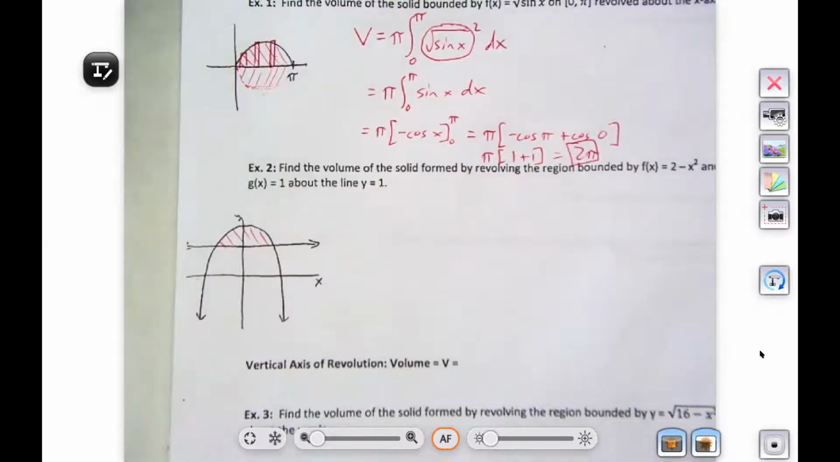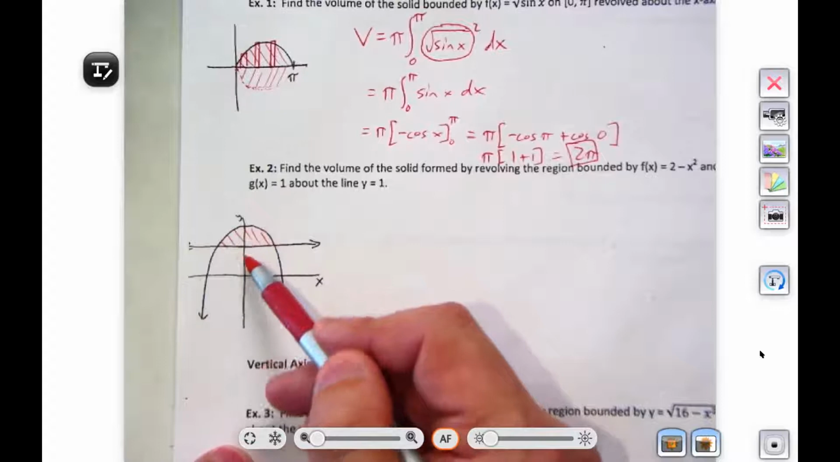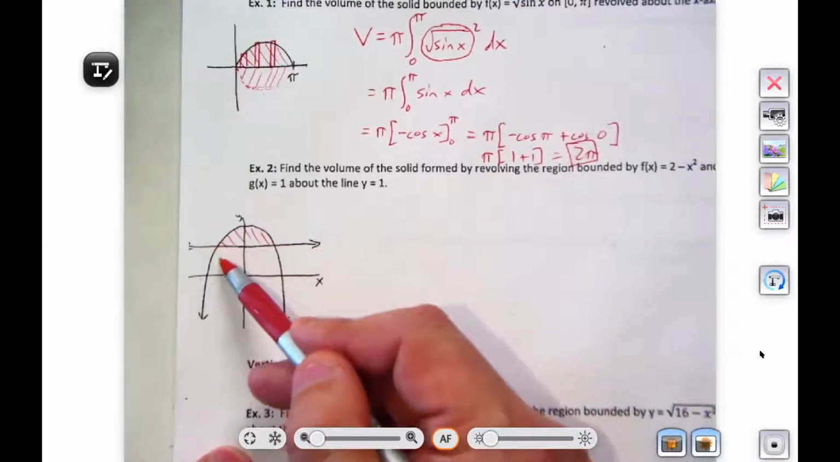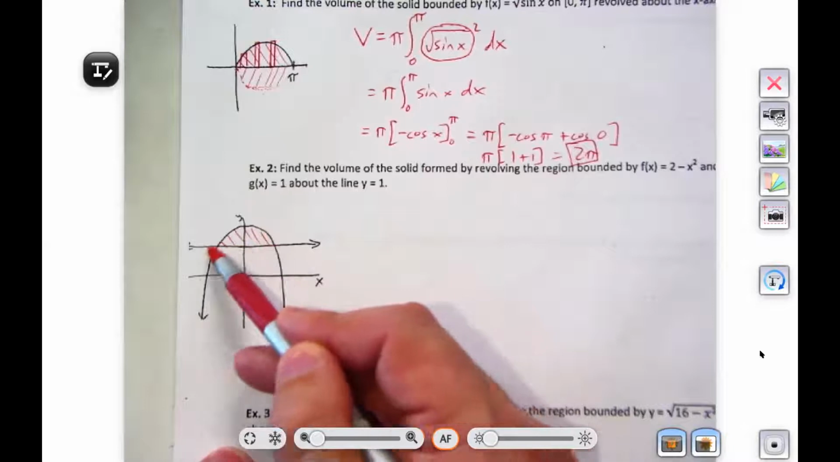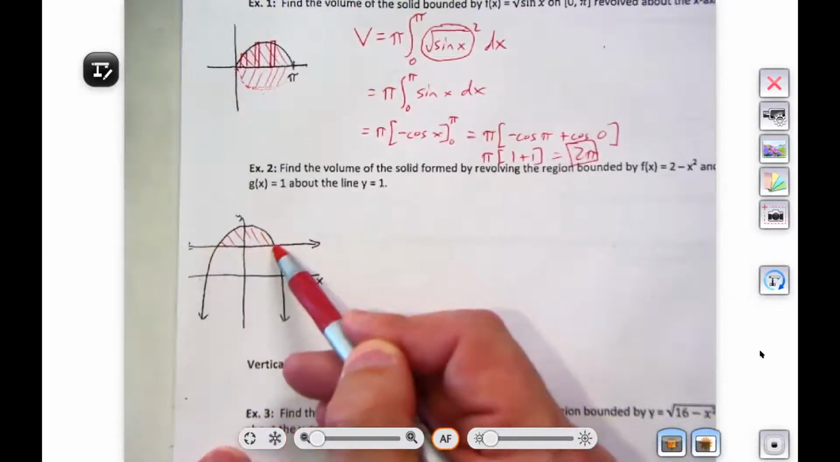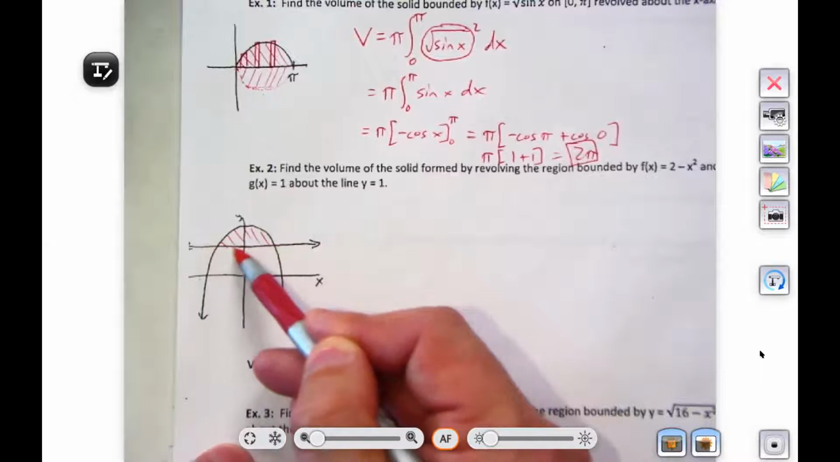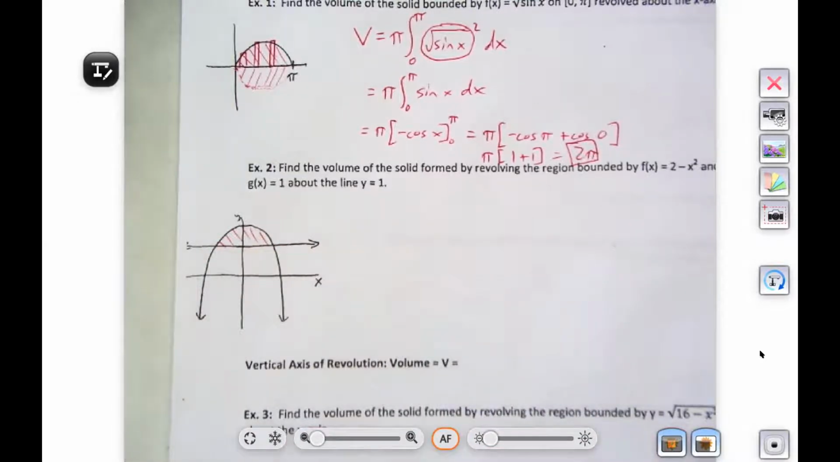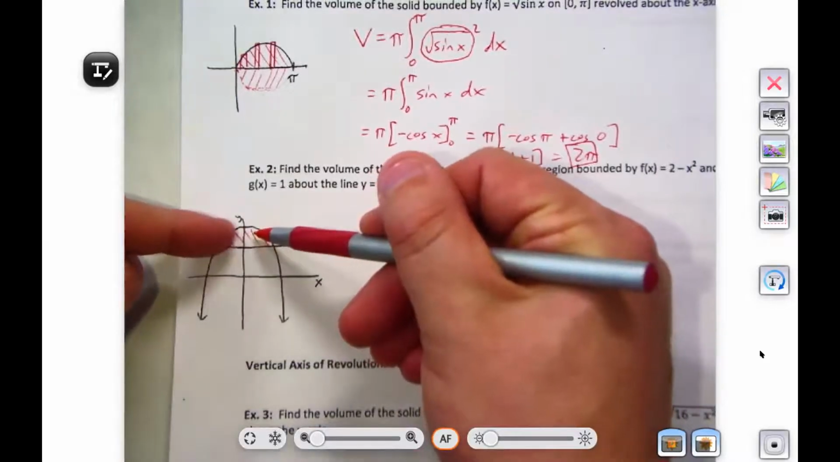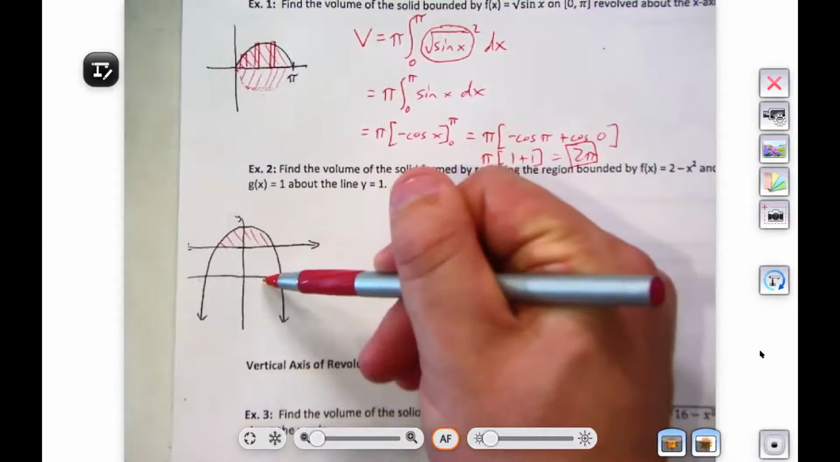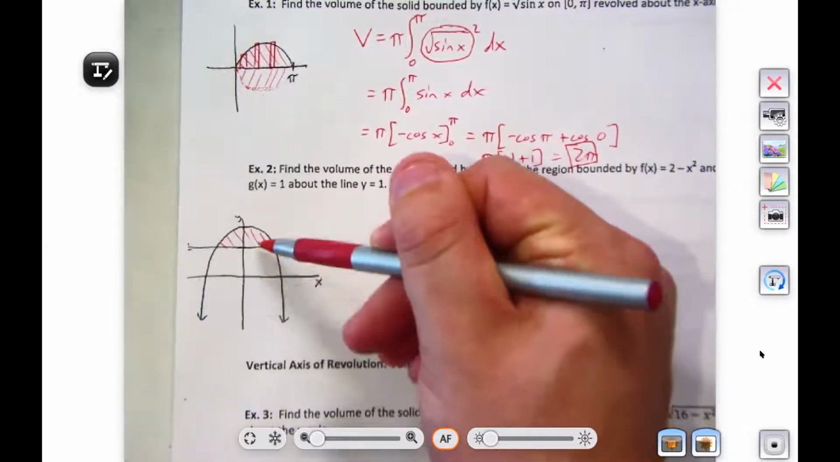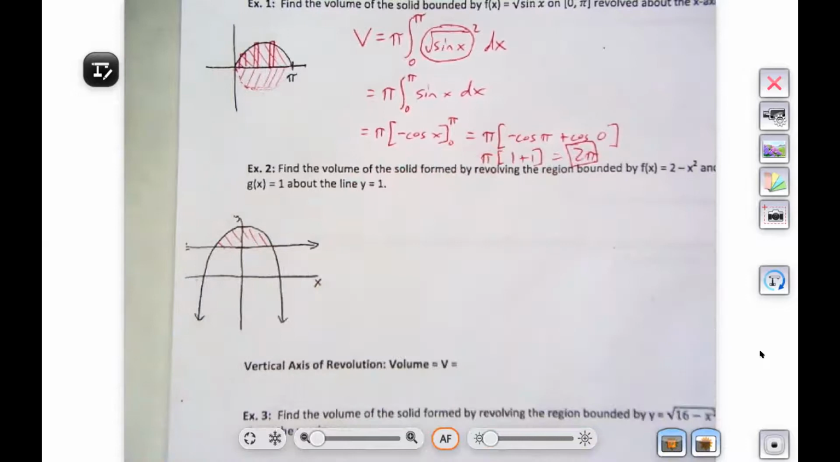When I spin this region around y equals 1, so this line right here, notice again, that region is flush with y equals 1. There's no space between this line here and the thing I'm spinning. That's a disk problem. However, if I asked you to spin that region around the x-axis, now try to picture this whole region coming out of the paper and revolving around the x-axis. There is space between the x-axis and that region. That would be a washer problem. We haven't talked about that yet, but those are all the things that go through my head.